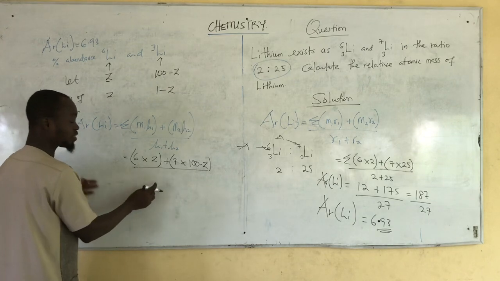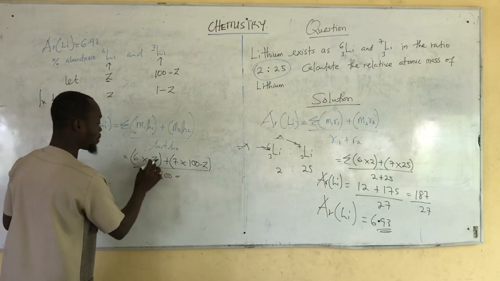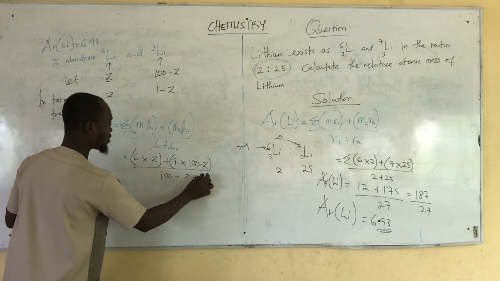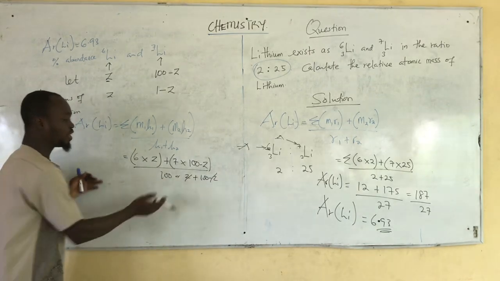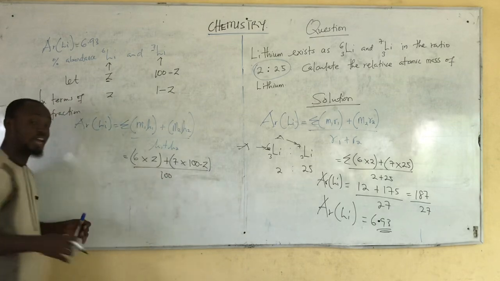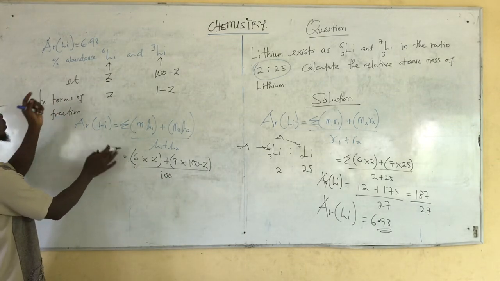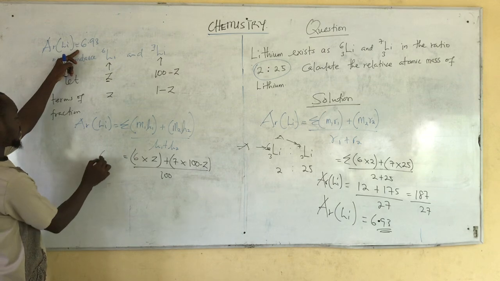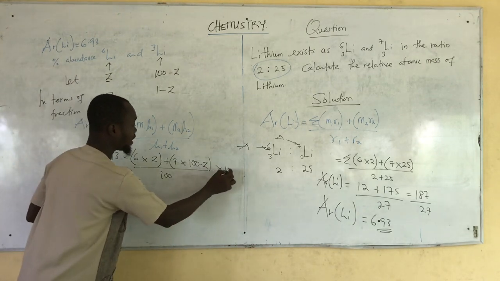That is 100, or the total abundance becomes Z plus 100 minus Z. This and this can cancel out. So we just write all divided by what? 100. And this is equal to the AR value. The AR value was given as 6.93. So once we get here, we do cross multiplication.